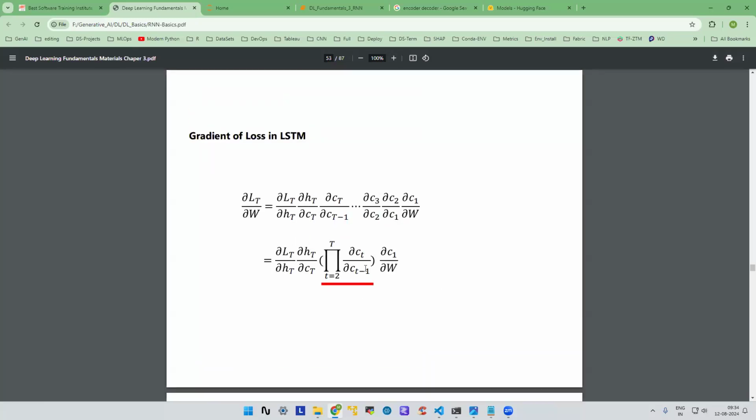Here we got del C_t by del C_t minus 1 for LSTM and GRU. For RNN, we don't have the C_t and C_t minus 1; we have only H_t. Del L by del H_t, del H_t by del H_t minus 1, this whole thing is going to be the product of it, and then finally we have del H_t by del W. So that's the only difference that you can see.